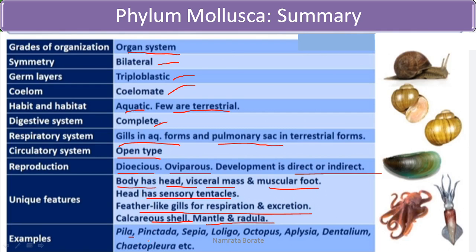Examples are Pinna, Pinctada, Sepia, Loligo, Octopus, Aplysia, Dentalium, and Chitoplura. All these are examples of the phylum Mollusca.